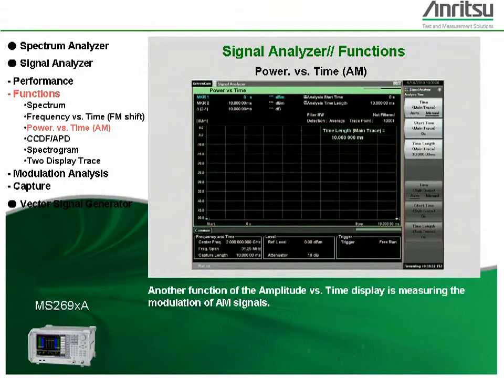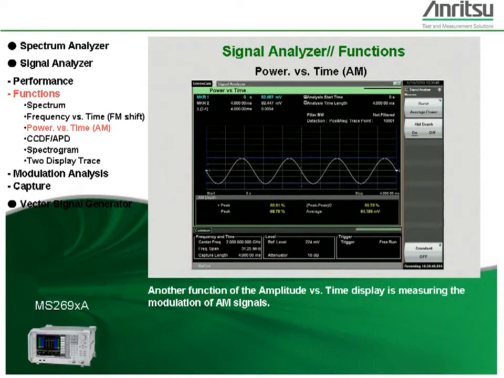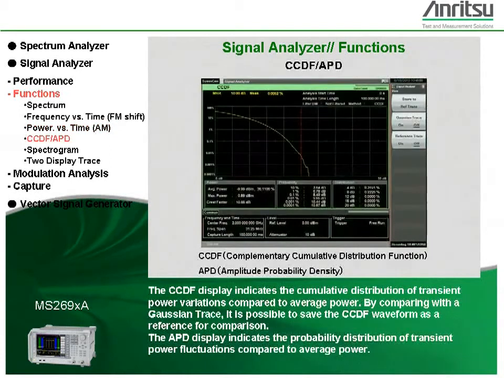Another function of the amplitude versus time display is measuring the modulation of AM signals. The CCDF display indicates the cumulative distribution of transient power variations compared to average power. By comparing with a Gaussian trace, it's possible to save the CCDF waveform as a reference for comparison. The APD display indicates the probability distribution of transient power fluctuations compared to average power.